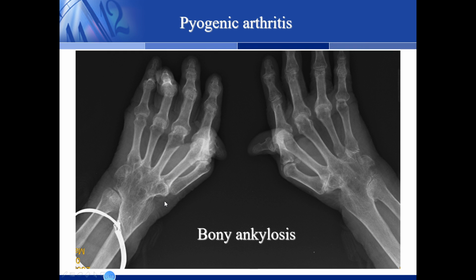And here is the wrist joint, and we could find that the joint space disappears, and we could find the trabeculae across the joint space. So we call it bony ankylosis. And this bony ankylosis does happen in the later stage of pyogenic arthritis.